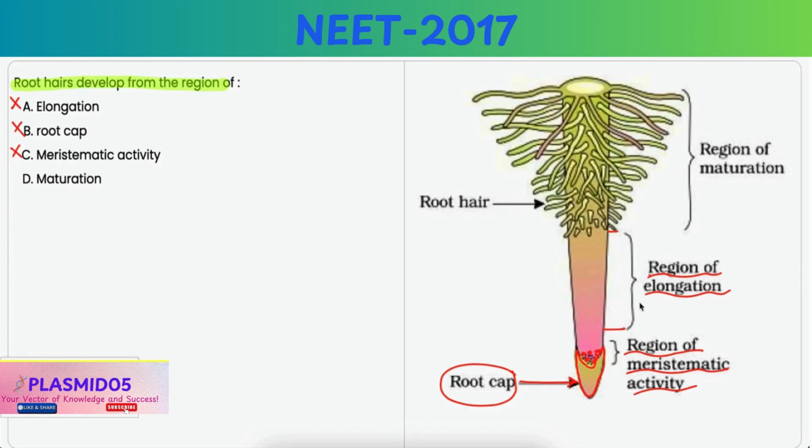Option D, maturation. Now, root hairs develop from the region of maturation, that is, where cells differentiate and specialize. And this zone is involved in the absorption of water and nutrients from the soil. And that's why root hair play an important role. Hence, it is the correct option.